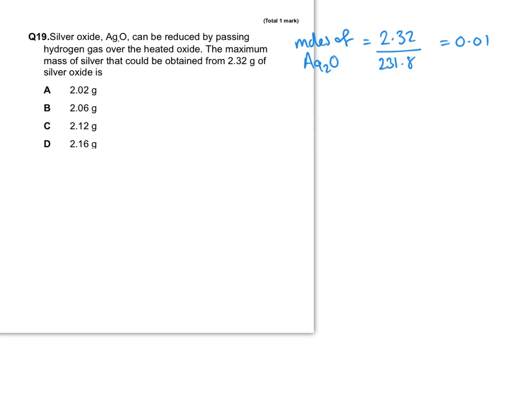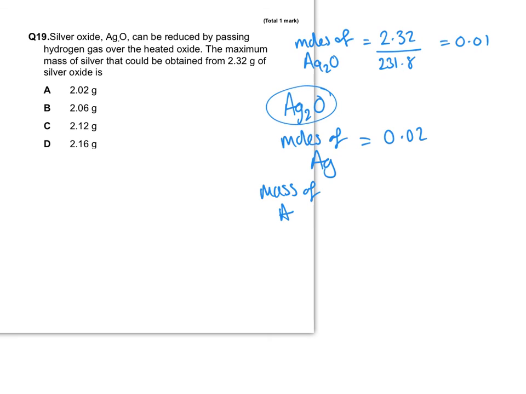Okay, be a little bit careful here, because the formula is Ag2O. For every 1 mole of this, you're going to end up with 2 moles of silver. So we then need to work out the mass of silver, and that's going to be the moles times the relative atomic mass. And that corresponds to answer D.